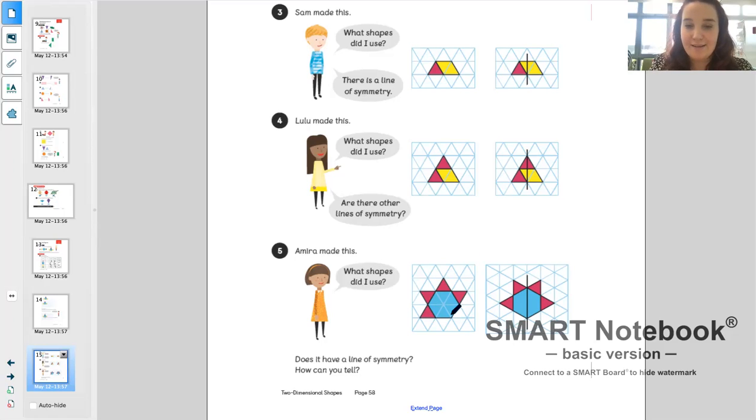Okay, what about this? Now, if you look straight down, looking just at the shape, it's not symmetrical. But if you look at what they've done, they've actually turned the shape. So turn your head a little bit, like here. So you're looking at this part, and look, there's a line of symmetry down the middle. So sometimes you're going to have to turn your head a little bit to find it.